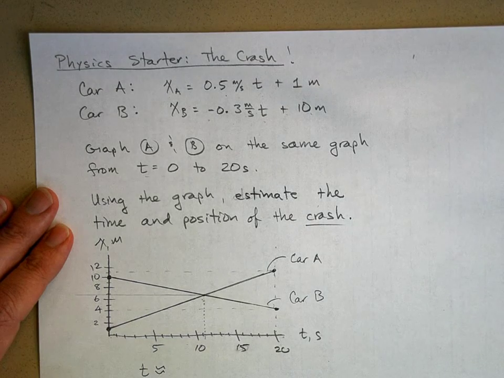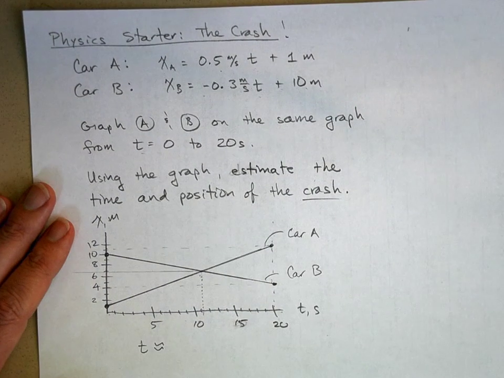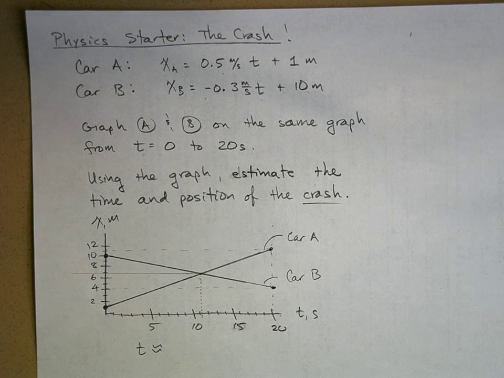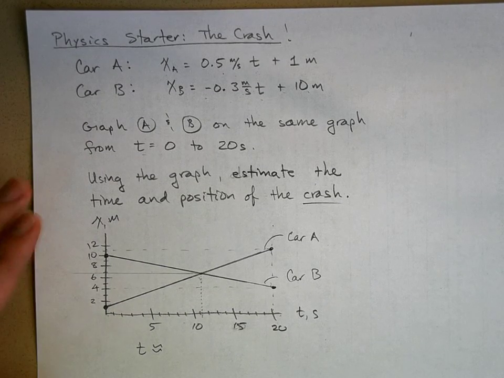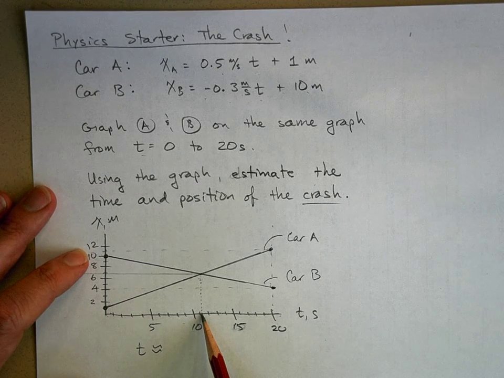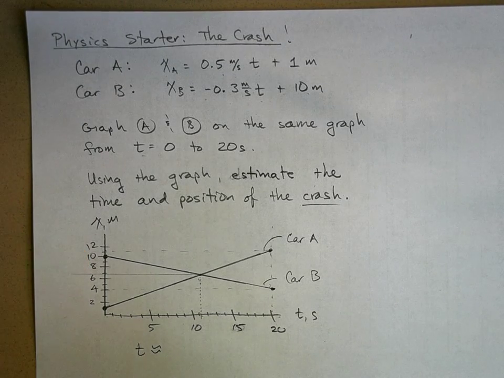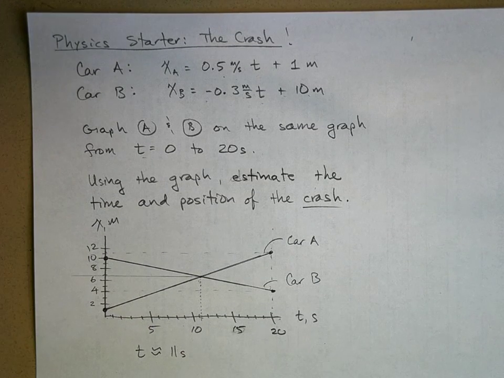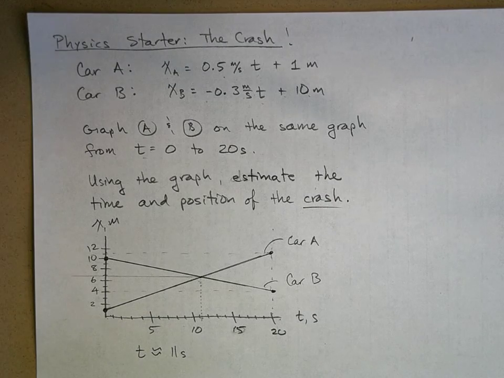So just by reading off the graph, I'm going to estimate. Have you seen the little wiggly equal sign before? Right, that wiggly equal sign means approximately. And it looks like it's a little over 11 seconds on my graph. Now, I don't know if it's a little more or a little less. I'm just going to say about 11 seconds. And now I want to know what position.